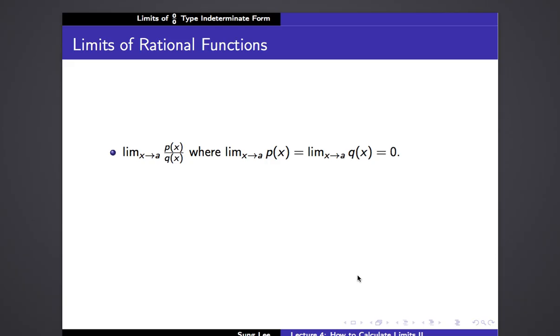So when we have a limit of a rational function, in this case, p of x and q of x, these are polynomials, right? Where the limit of p of x and also the limit of q of x both approach 0, right? So we have 0 over 0 type indeterminate form. This type of limit can be easily evaluated by factoring.